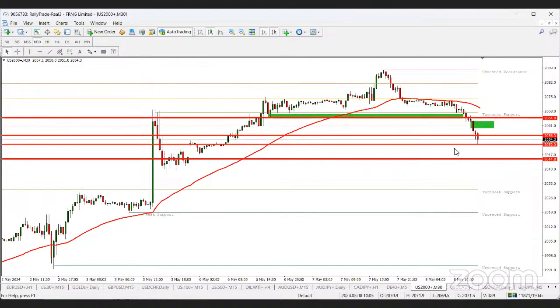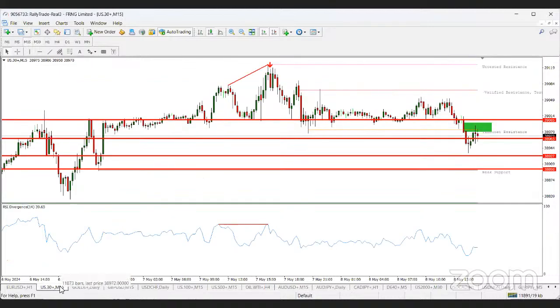Then US 2000 did not come to peak that hour, but we have a point at 2052, which we should monitor properly. We have a point at 2052, where we took our sell. So watch out for that space.